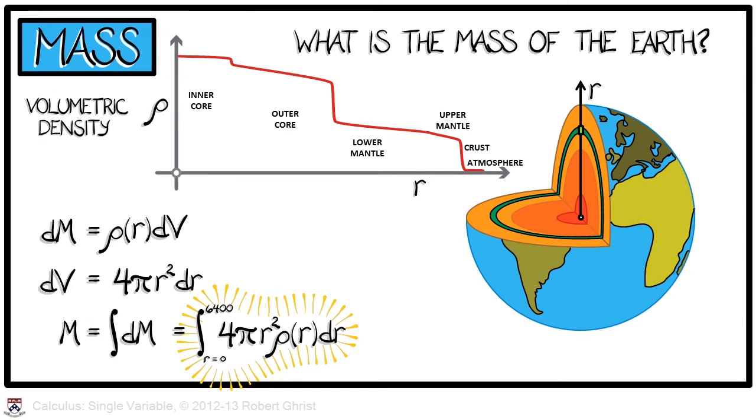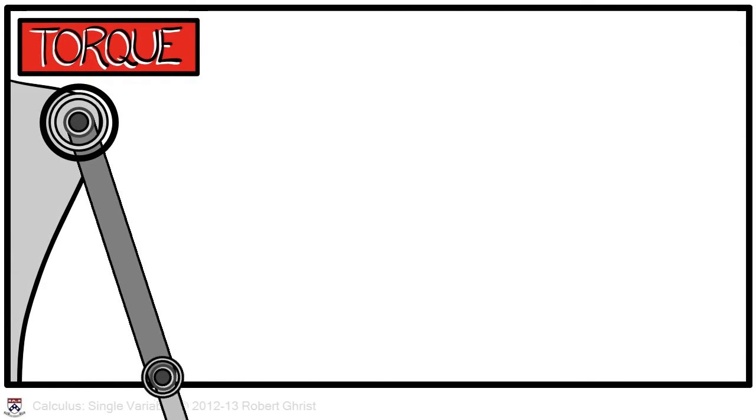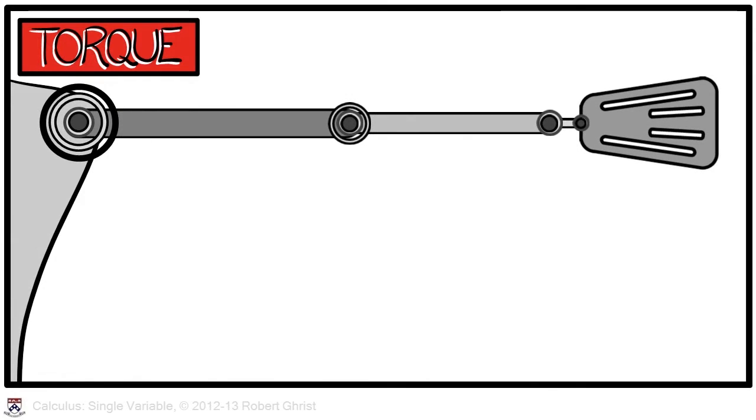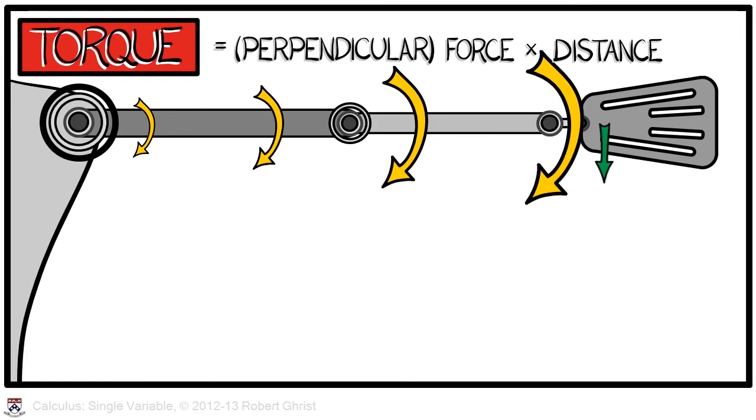Let's switch to a different topic, that of torque, which you've certainly experienced, even if you've never learned it formally. If you extend your arm and apply a force or a weight to it, you feel torque about your shoulder. The magnitude of that torque depends on the magnitude of the force and the distance from that force to your shoulder. The torque is equal to the force, really the perpendicular force, perpendicular to your arm, times the distance between where the force is applied and your shoulder.